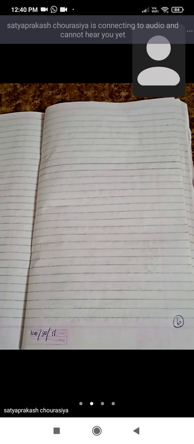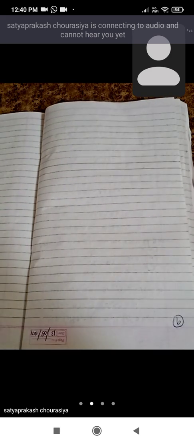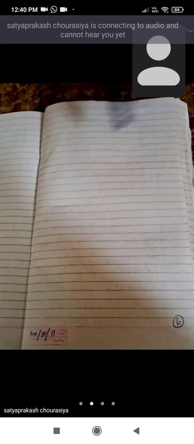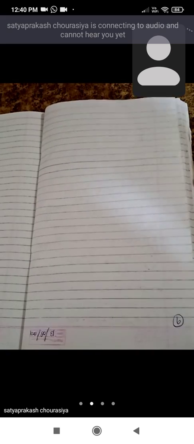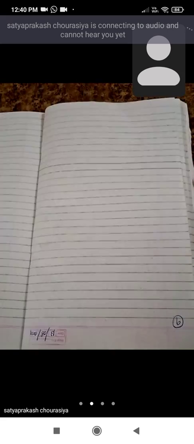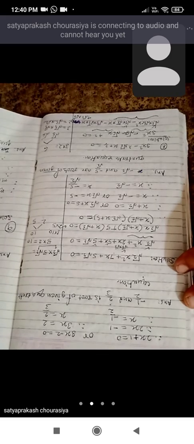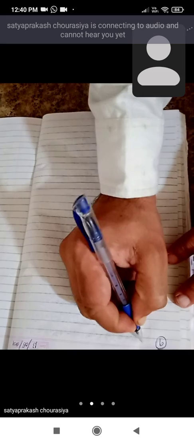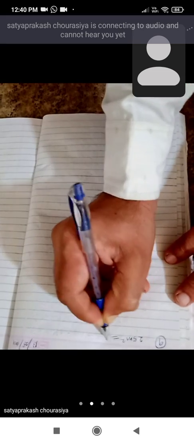Now we have to start the practice set 2.2 and question number 9. Up to question number 8 we solved yesterday. Now see question number 9. Oh, sorry, question number 9 is already completed. Now question number 10 is remaining. 25m square is equal to 9.